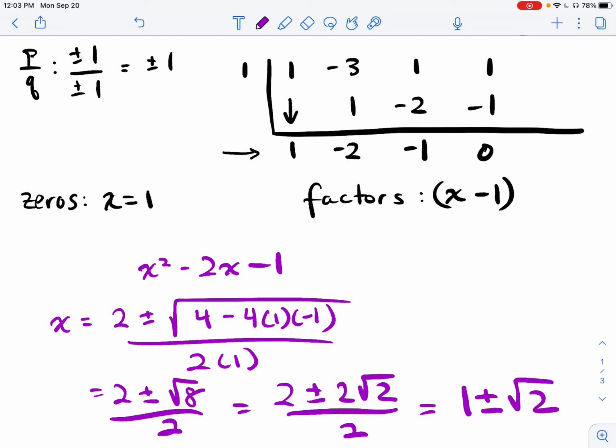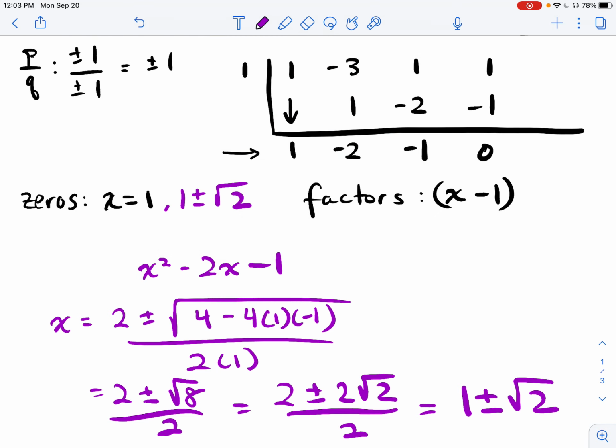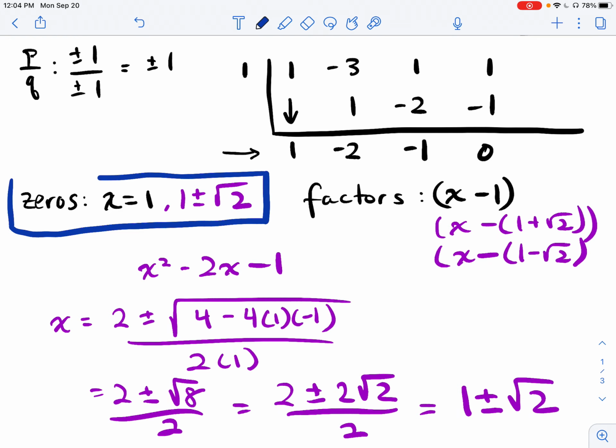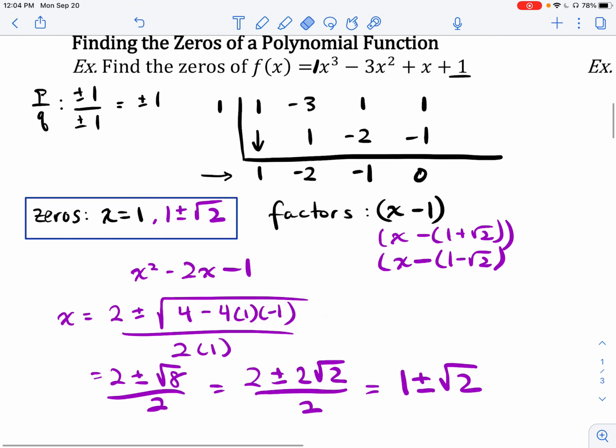So I've got two zeros from this. I have 1 plus radical 2 and 1 minus radical 2. So I'm now going to include these as my zeros. And that means, let me keep writing this in purple, my other factors are x minus 1 plus root 2, and x minus my other zero, 1 minus root 2. So I didn't have to list all my factors, but I went ahead and listed them there so you can compare them to the zeros. And here are the zeros that I found. So I've got a total of 3 zeros, which match up with the fact that my degree was equal to 3. So I've finished finding all the zeros here.